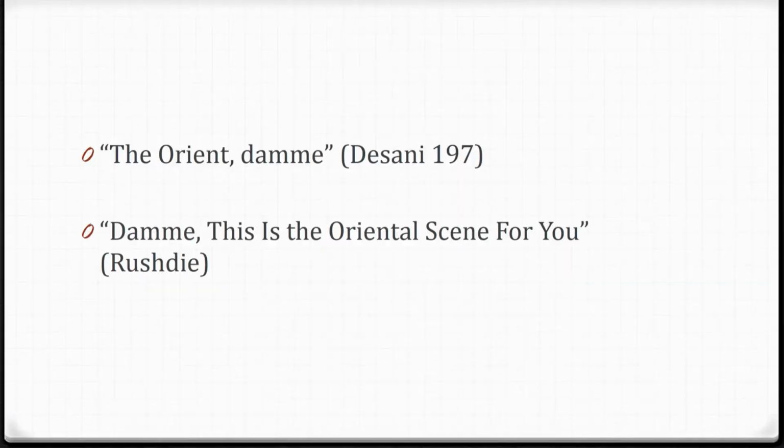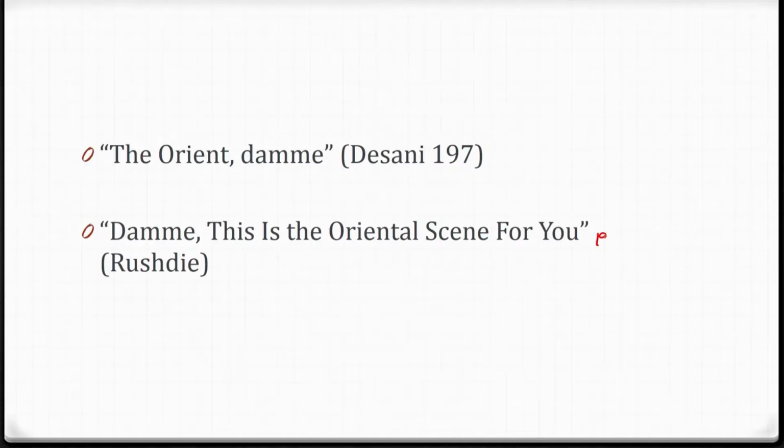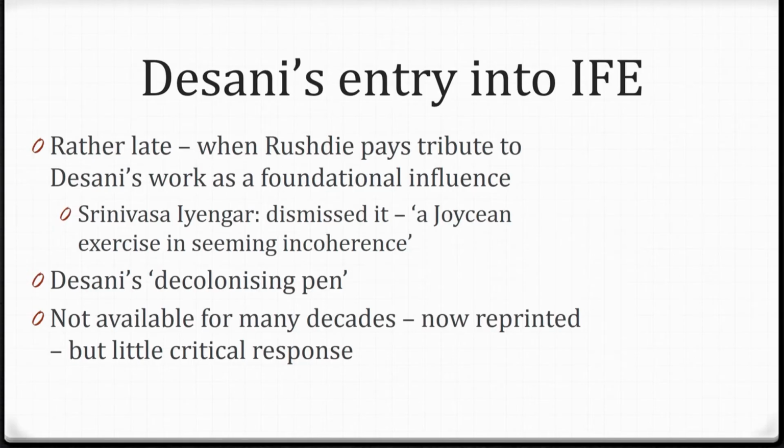Here I also cannot help noticing this connection in Desani's novel, in the fifth chapter of the work. He makes this remark, "The Orient, damn." And it's a similar title that Rushdie incidentally uses for his 1997 essay, "Damn, this is the Oriental scene for you." It's another version of the same essay that we find as part of his introduction to the anthology as well.